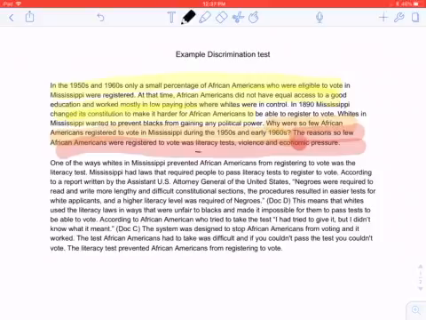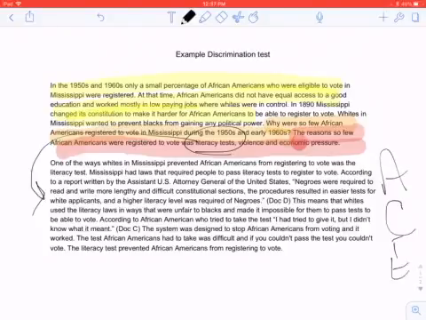You are then going to take the first one. I have literacy test. You didn't have to, but you could have any one of these or some other topic as long as you have documents to back it up. But I have literacy test. So with this then, we're going to use what we've been using all year, ACE: answer, cite, and explain. So I answer the question right here. One of the ways whites in Mississippi prevented African Americans from registering to vote was the literacy test.